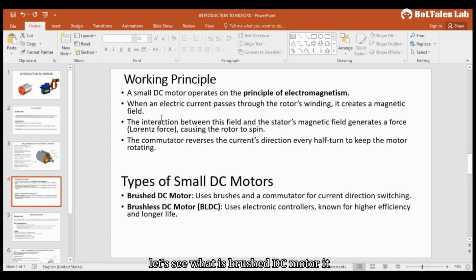So let's see what a brush DC motor is. It uses a brush and a commutator for current direction switching. In a brush DC motor, brush and commutator are present, and in a brushless DC motor, the brush is not present. It uses an electronic controller for higher efficiency and longer life. It uses an electronic component to change direction.